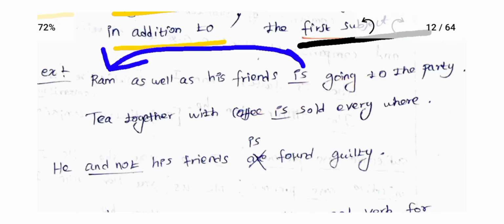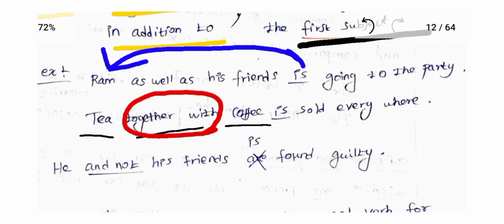See the next example. Tea together with coffee is sold everywhere. Here together with connects both tea and coffee. The verb agrees with the first subject, tea. Tea is singular, so here we put is. Tea together with coffee is sold everywhere.